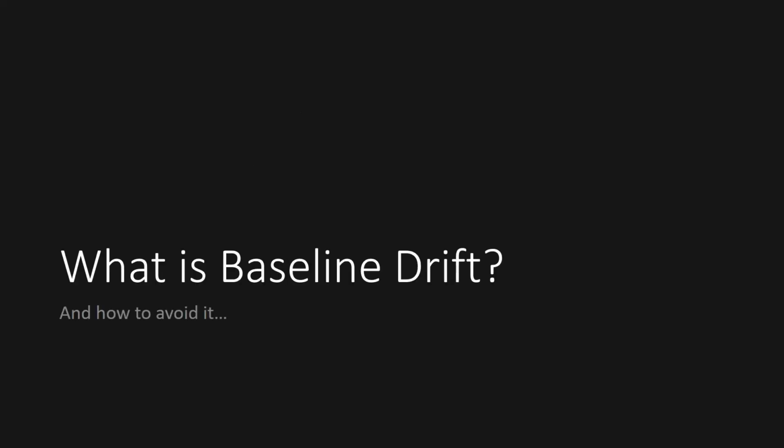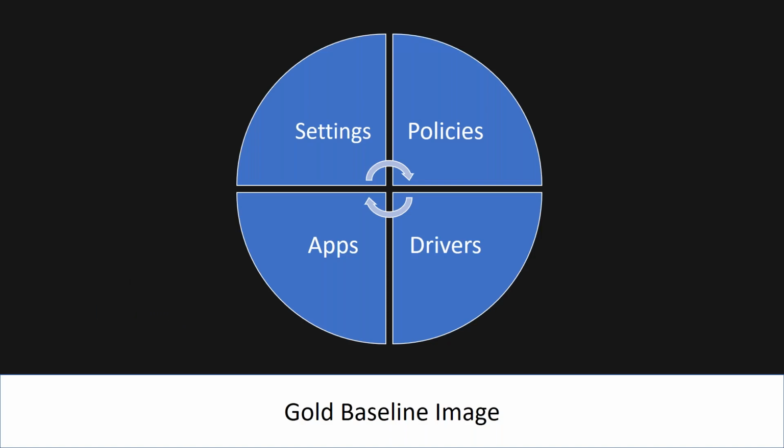Okay, that's great. So, preventing baseline drift. How do we actually go about doing that? But what is baseline drift? Let's just make sure that we're all on the same page to start with. It's very common, and has been very common in the past, that organizations create a gold baseline image for their Windows client installations. In that image, they include all of the applications, the drivers, maybe policies and settings that they want to roll out to their PCs. And this is what we call a baseline image.